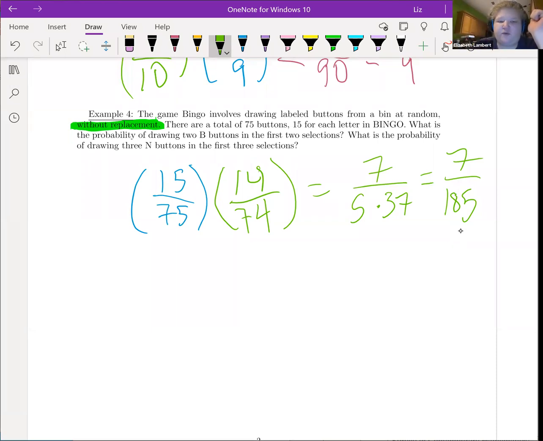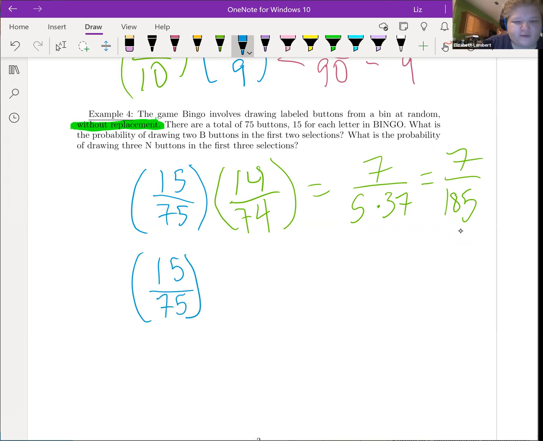All right, then we have what's the probability of drawing 3 N buttons in the first 3 selections? Well, we just figured out drawing 2 of the same thing for 2 selections, so we just got to tack on one more. I'm not crunching this one. It's going to be gross. So we have 15 over 75. There's our first N coming out. So now there are only 14 and there are only 74.